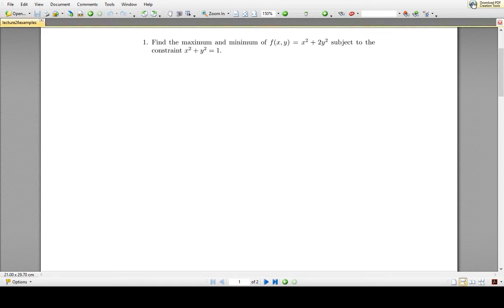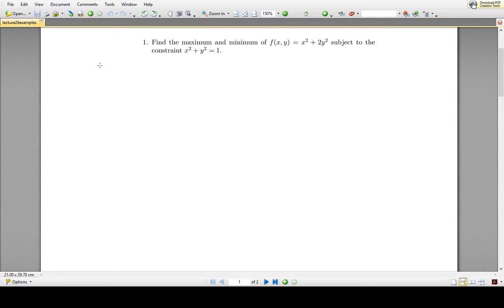Let's have a look at this question. In this question, they're asking us to find the maximum and the minimum of some function of x and y, namely x squared plus 2y squared, subject to the constraint that x squared plus y squared must be equal to 1. So to do this, we're going to solve this by using the method of Lagrange multipliers.